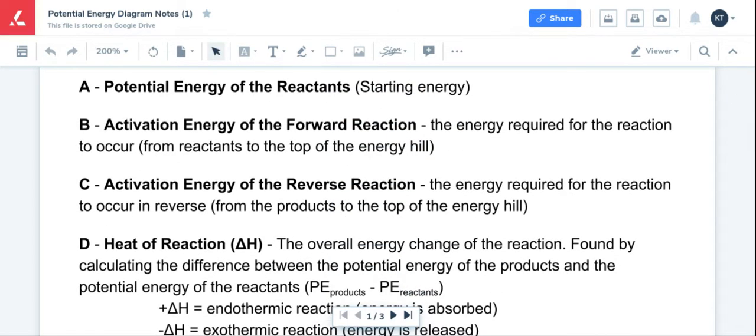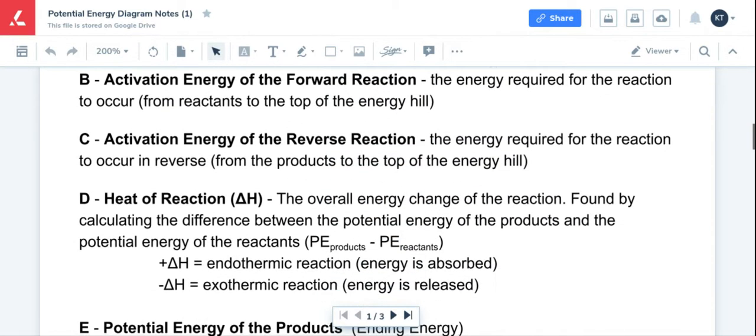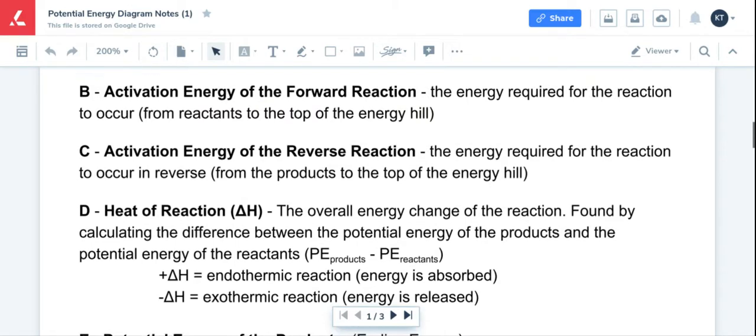Arrow C is going to be the activation energy of the reverse reaction. So this is the energy required for the reaction to occur in reverse. So we're starting over here with our products and we have to get up to the top of the hill. So the difference between those 2 points in the graph is going to be referred to as the activation energy of the reverse reaction. Arrow D, this is an important one.